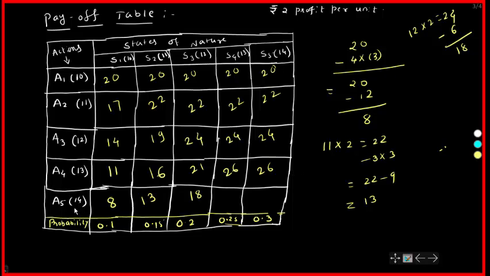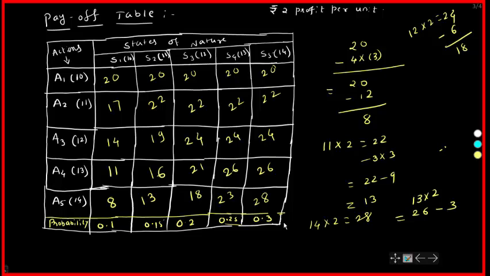He purchased 14 newspapers and the demand is for only 13 papers. So 13 into 2 is the total profit, equal to 26, minus the cost of 1 paper, that is 3. So this is equal to 26 minus 3, which is 23. At the last, he has a demand of 14 newspapers and he has purchased 14 newspapers. So 14 into 2, which is 28, is the total profit.